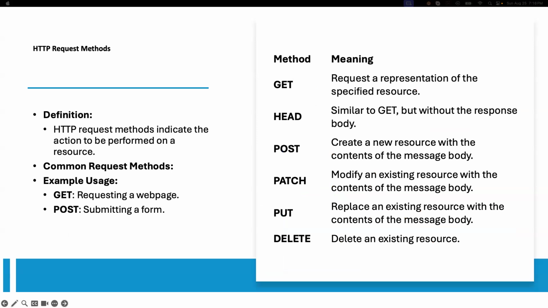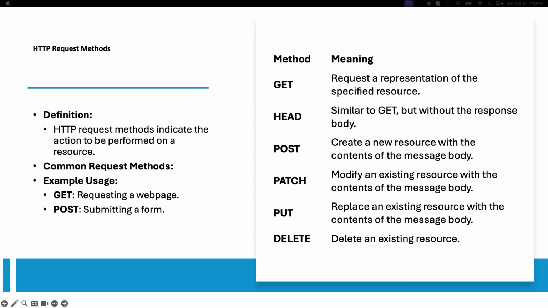First, let's look at the HTTP request methods. These methods define the type of action a client wants to perform on a resource. The most common request method is GET, which is used when a web browser requests a web page or a resource from a server. A GET request asks the server to send back the representation of the specified resource.